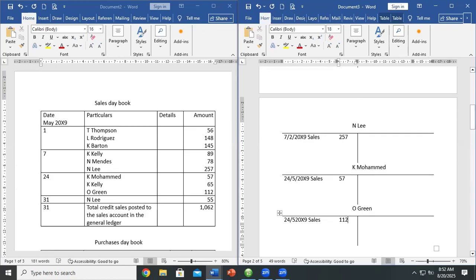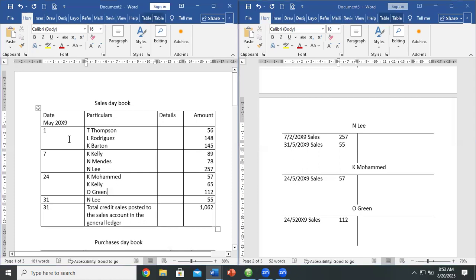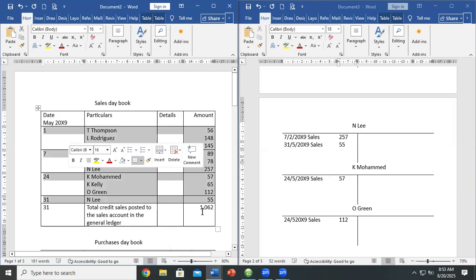Sales. We put the amount there, 55. So you then see that we have completed recording in the individual customers' or debtors' accounts, right? What is left in this book is the total credit sales. And professors, the narration says this should be in a sales account in the general ledger.